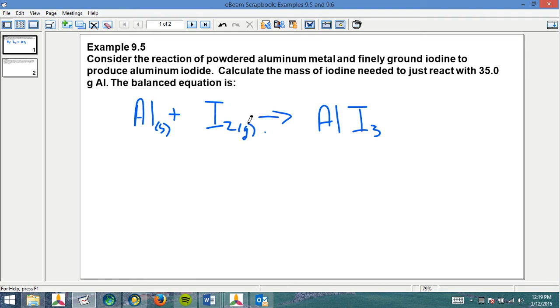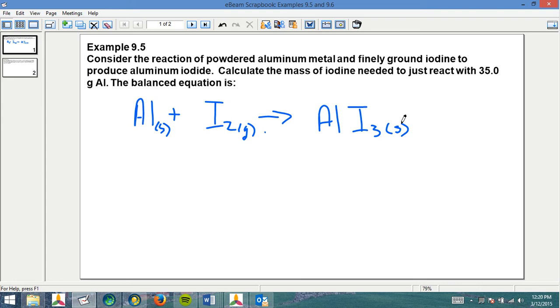So do solid and gas actually become important here? Do solid and gas and stuff actually become important when we're doing stoichiometry? Well, sometimes it does, but usually it's just kind of helpful for you to understand what's going on.